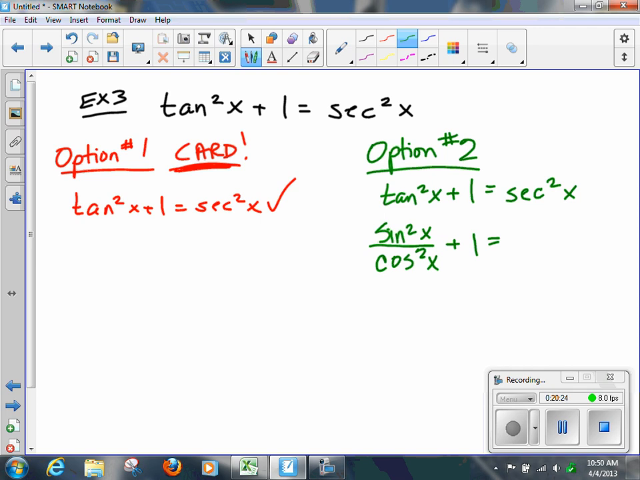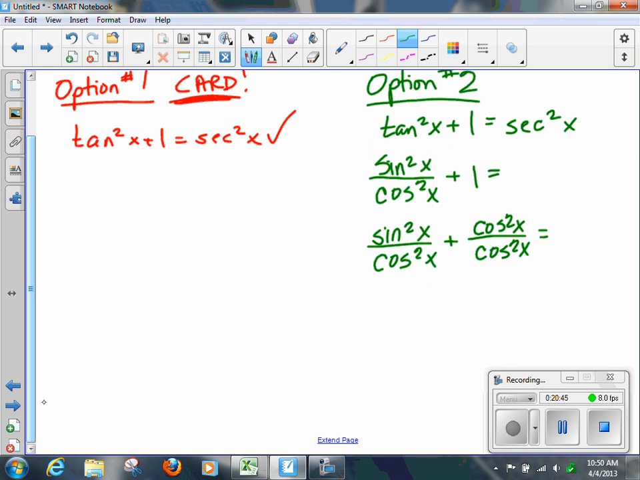Okay, so that means I would have sine squared x over cosine squared x plus cosine squared x over itself, right? Because that is 1. Do you guys agree? Okay. Keep looking. Now what are we going to do? This is a very technical term. Smush them together.